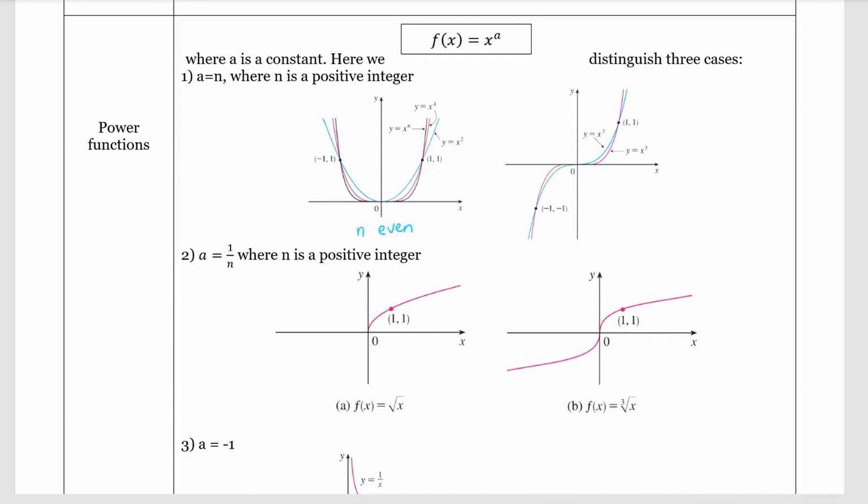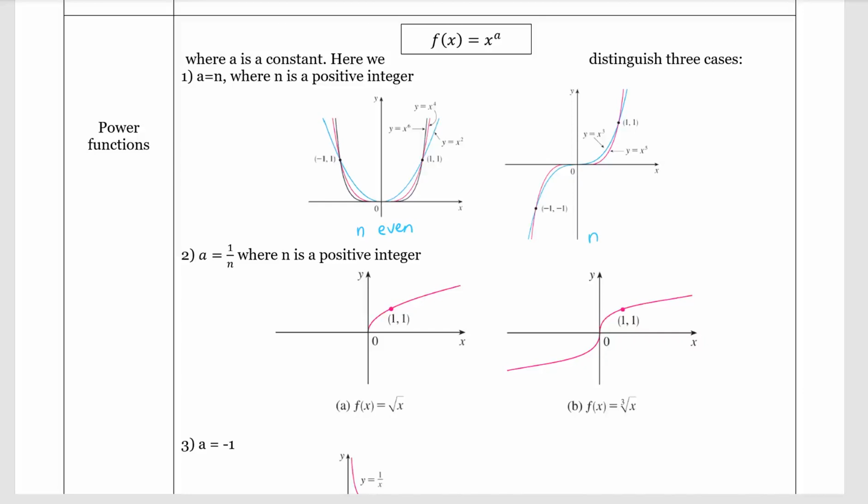All of them look very similar, and they all pass through the points (1, 1), (0, 0), and (-1, 1). When x is greater than 1, as the power increases, the function is above, so you can see x to the 4th is above x squared. When x is between 0 and 1, the lower power is actually above, so x squared is above x to the 4th.